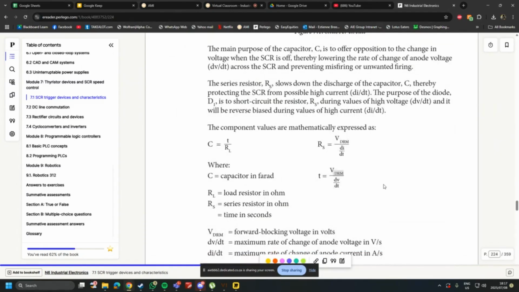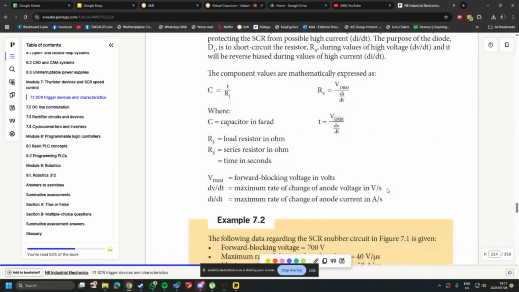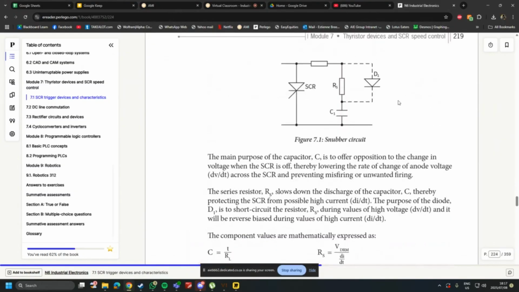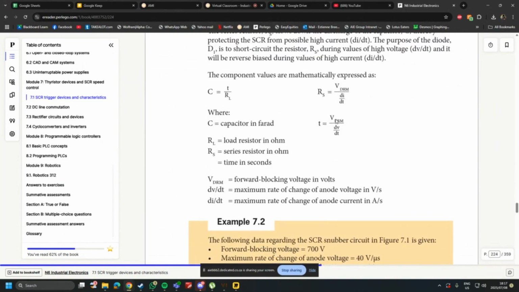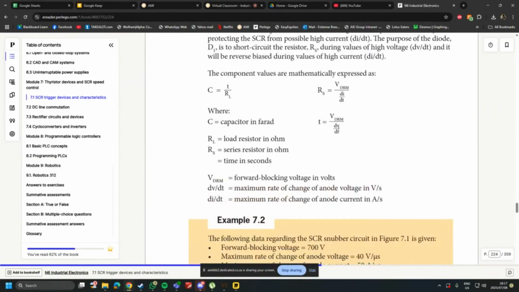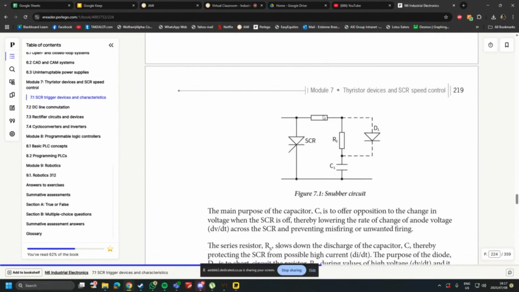So there's that VDRM. It's your forward blocking voltage for your SCR. So that's typically going to be just the maximum of your supply voltage divided by your change in voltage that your SCR can handle. So it's your maximum rate of change of anode voltage. And di/dt is your maximum rate of change of anode current. Right, so that's then the value for RS, and then you can calculate the value of RC using the load resistor. And I think it's that unlabeled resistor there.